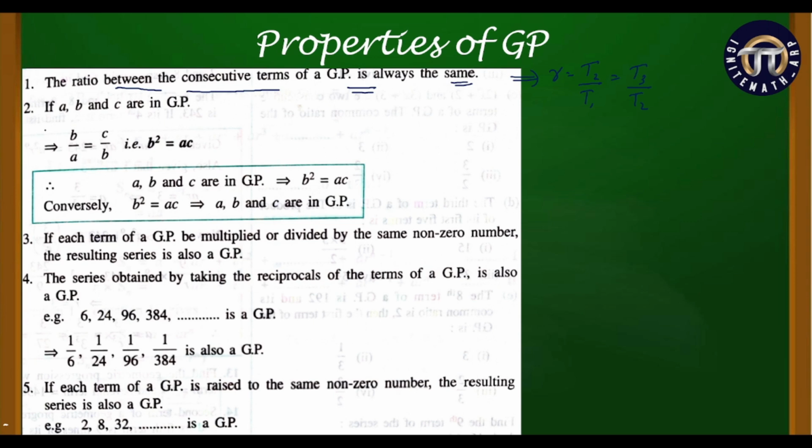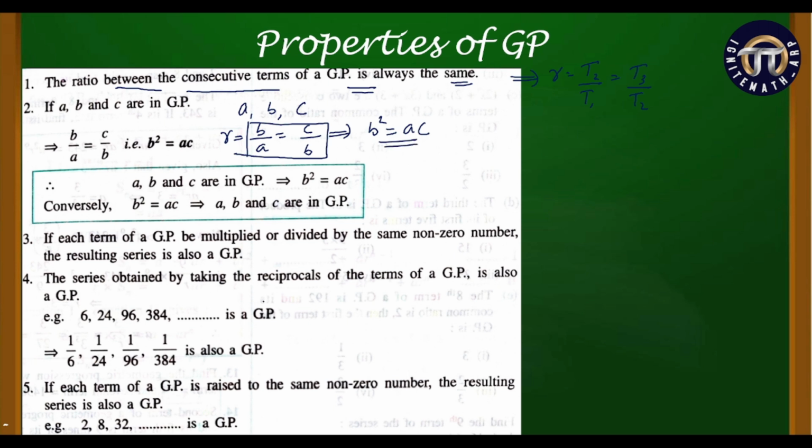So next is if A, B, C are in GP, then B square equal to AC. Why, you please tell me? If A, comma B, comma C are in GP, then I would write B by A, what I get as common ratio. It will be same as C by B. So when I cross multiply, I would get B square is equal to AC.